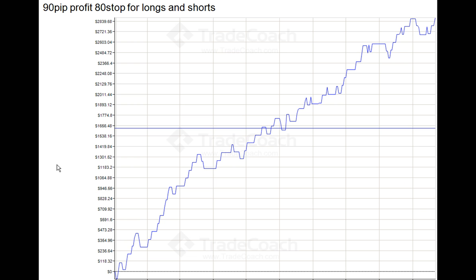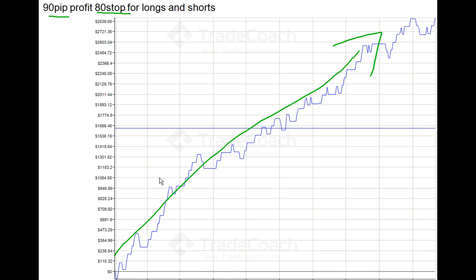Okay, moving on. As you can see, it's quite a solid move up with a 90 pip profit, 80 pip stop. So it's pretty exciting. And as I say, the rules are mathematically programmed in, so I can't pick and choose, and that's what it created, so it's pretty cool.